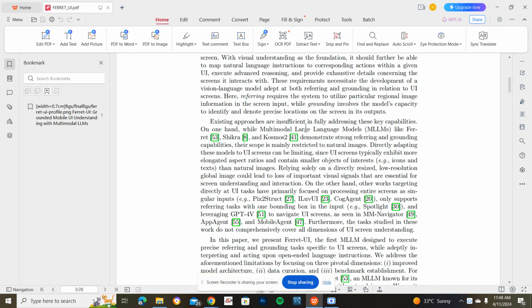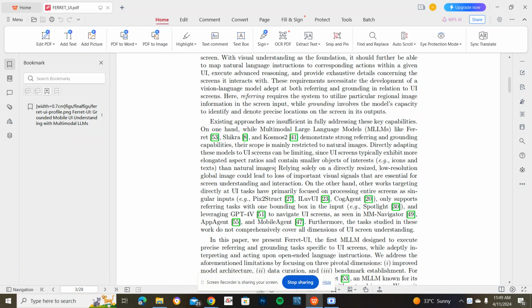Directly adapting these models to UI screens can be limiting, since UI screens typically exhibit a more elongated aspect ratio. This line is regarding the difference between a natural image and a UI screen image. A natural image can have bigger objects and relationships between them, but UI screens have a different kind of size, and they have different smaller, bigger, and very small objects of interest.